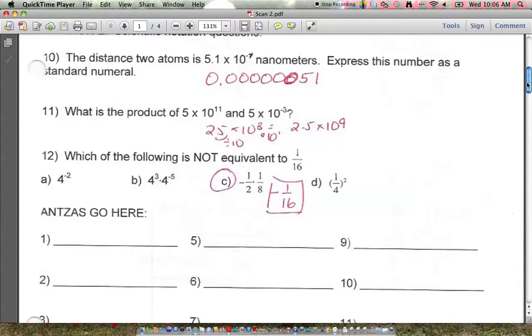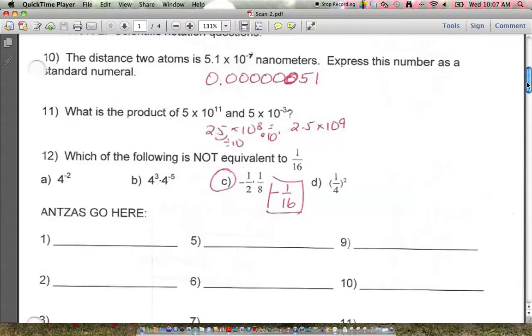Yeah, and that wouldn't be right, because if I don't have that decimal in the beginning, I'm not moving it that number of places. Product here, product means multiply, that's 25 times 10 to the 8, adding 11 and negative 3. And you guys are really good at making that adjustment to 2.5 times 10 to the 9th. If I divide by 10 here, I have to multiply by 10 there.